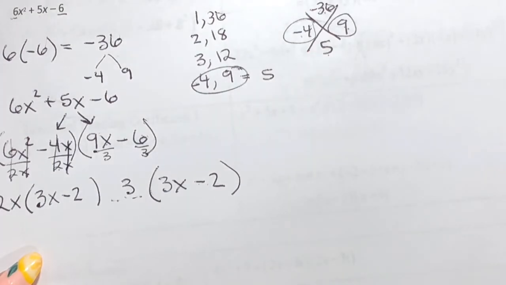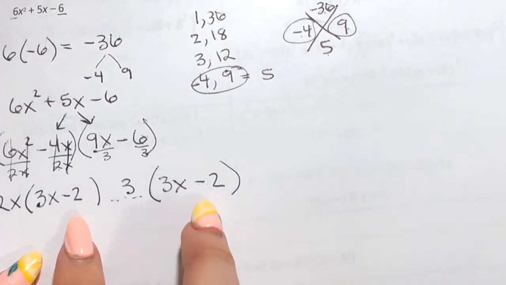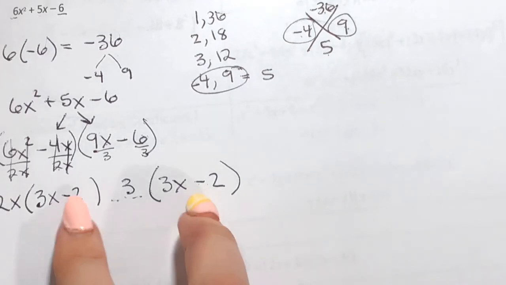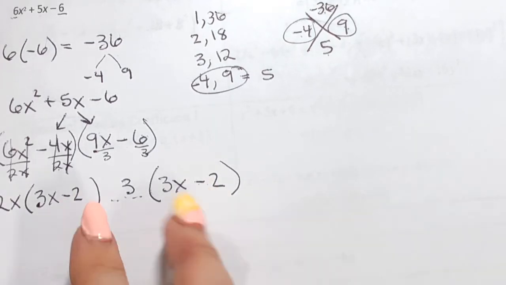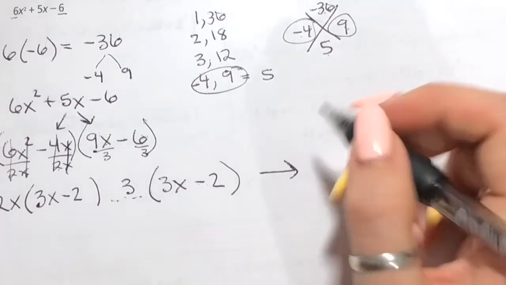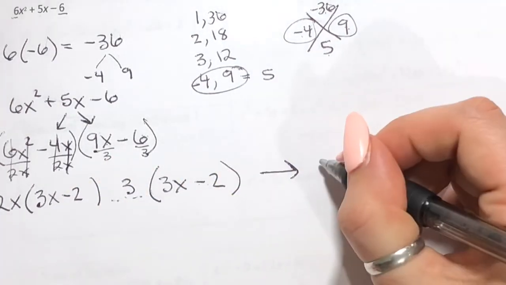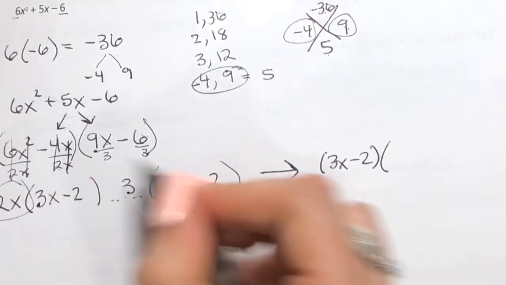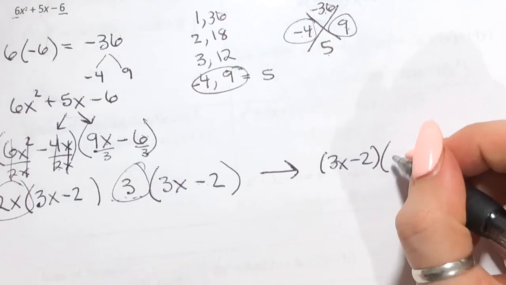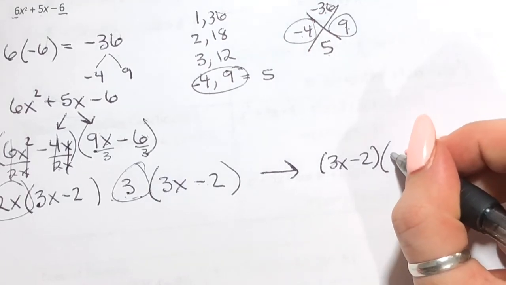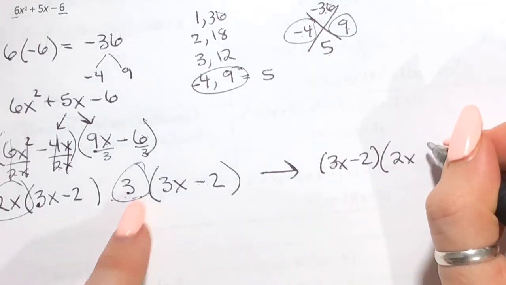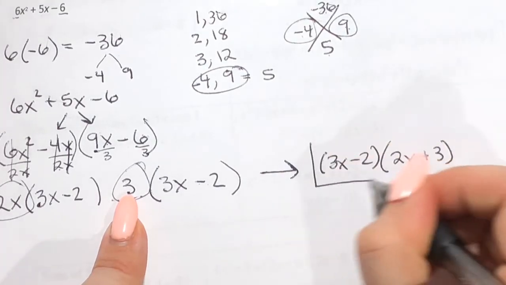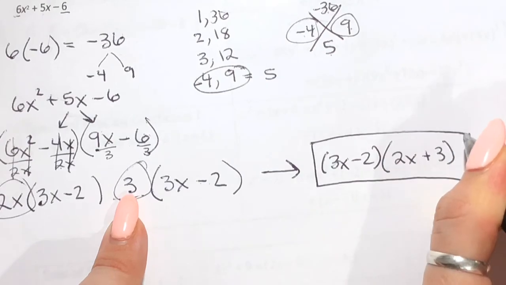So again, once you're done with that, here's where you check. If these two insides match, that means you've done it right. So we're good. They're both a 3x minus 2. So now we're ready to just write our answer. You're going to take one of the matching parts, 3x minus 2, and then you're ready to take the greatest common factors from in front, and those go in the second set of parentheses. So 2x, and then because this is a positive 3, it's going to be a plus 3. And that's your answer.